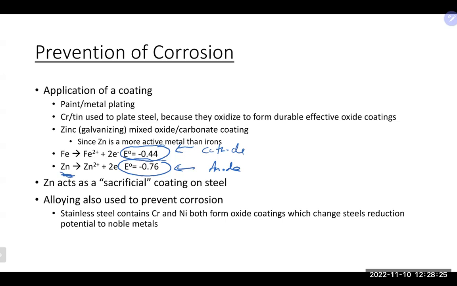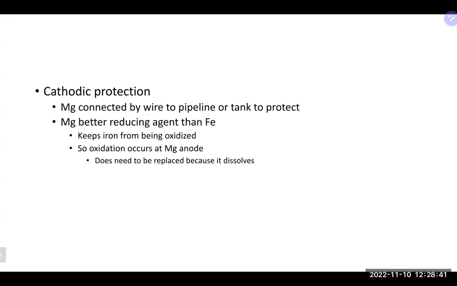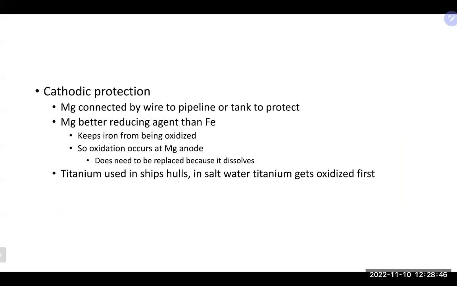Another way is you could do some alloying. You could add other elements that will change the SRP value of that metal to somewhere where it will become like gold, a noble metal, where no effective corrosion will occur. You could also have cathodic protection. For example, if you take magnesium that's connected to a wire in a tank that's buried underneath the ground, magnesium is a better reducing agent than iron.